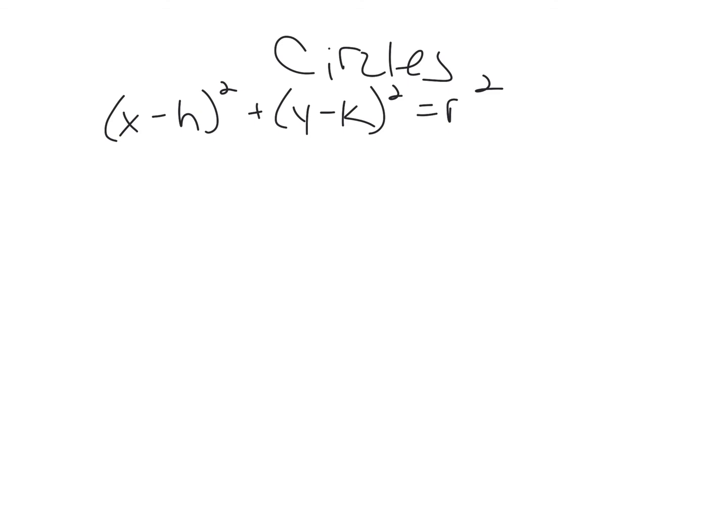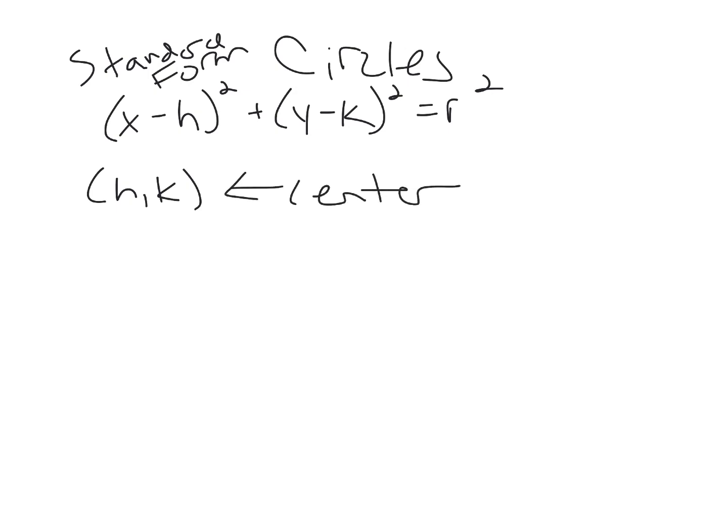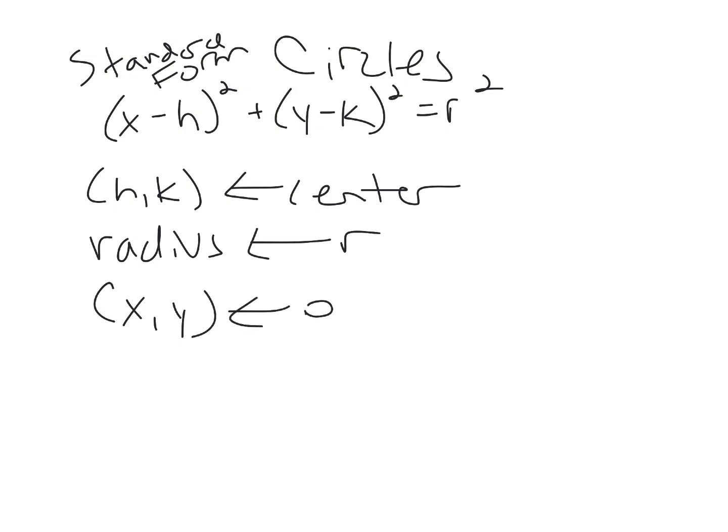Let's talk a little bit about circles. So we got the standard form equation right here. Standard form. Alright. What does it represent? H comma k is the center. Radius is your r. And x comma y are all the points on your circle. Points on circle.